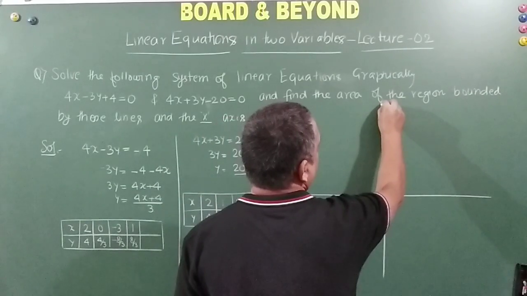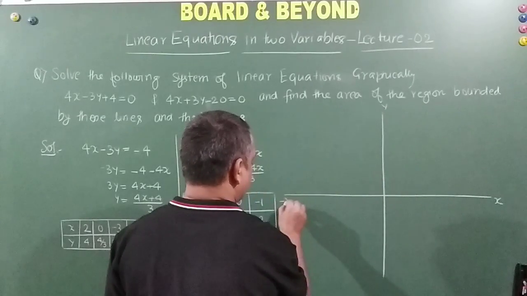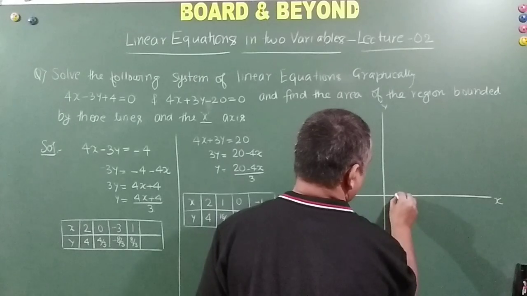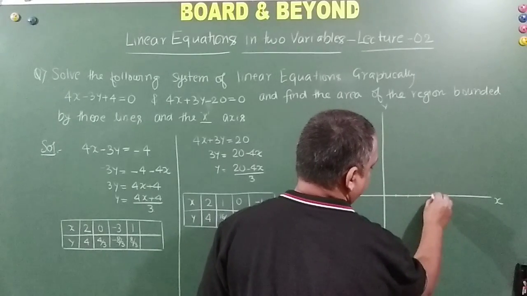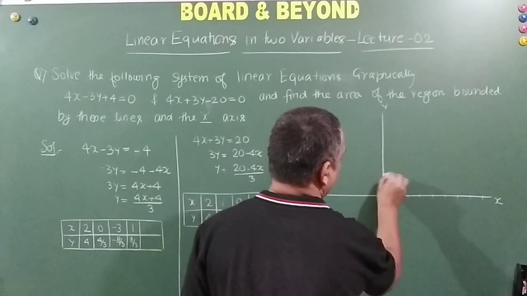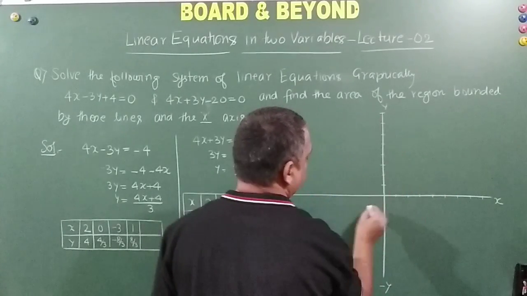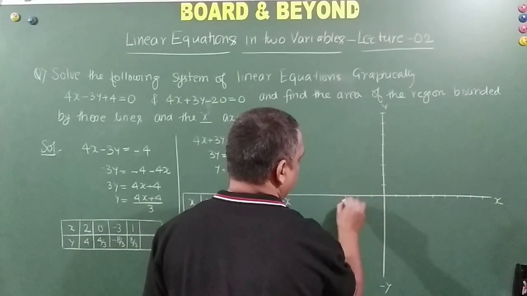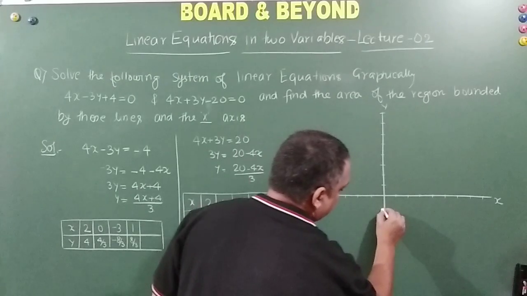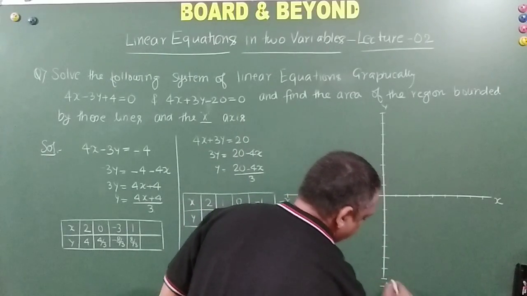Okay. So this is our y-axis, x-axis, minus x, minus y. Now this is 0. So 1, 2, 3, 4, 5, 6, 7, 8. 1, 2, 3, 4, 5, 6, 7, 8. 1, 2, 3, 4, 5, 6, 7, 8. 1, 2, 3, 4, 5, 6, 7.